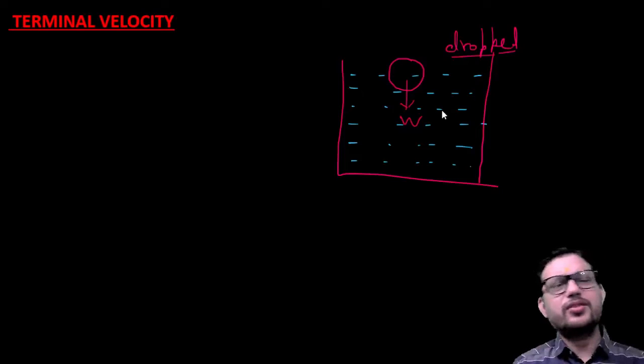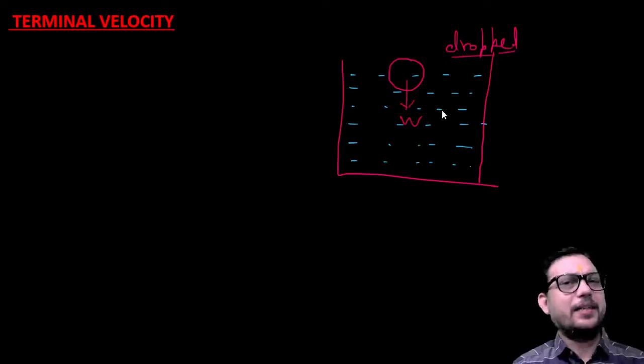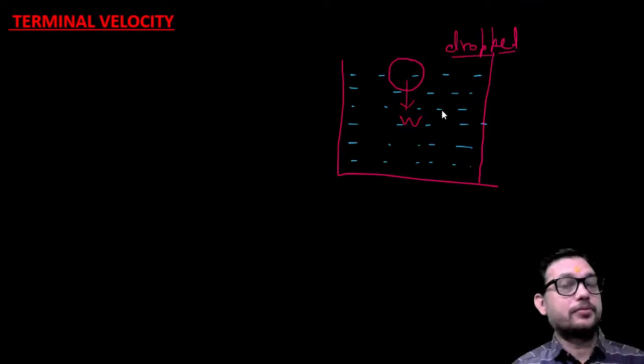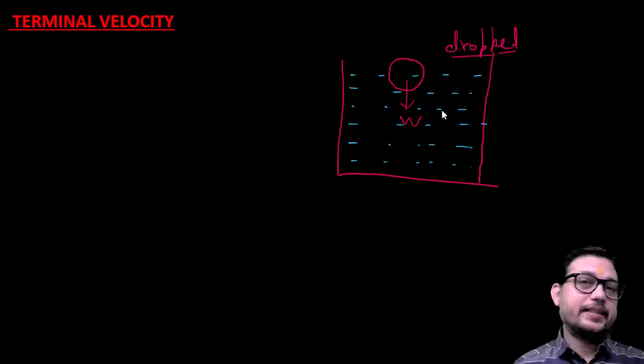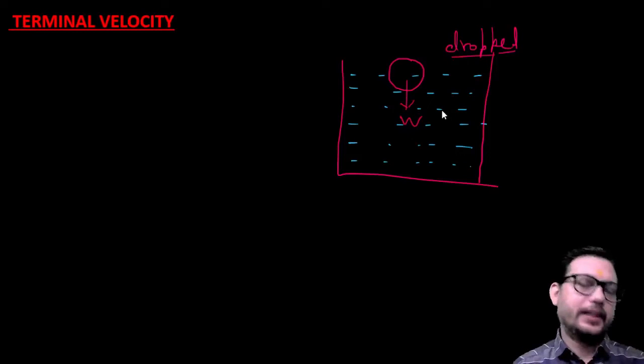So the basic sense of terminal velocity you can easily understand. Terminal means last, and velocity you know very well. So we conclude that if any spherical solid body is dropped in the fluid, then at last it has a constant velocity, and that velocity is termed as terminal velocity. Now why does it go down? The reason is obvious, due to its weight.